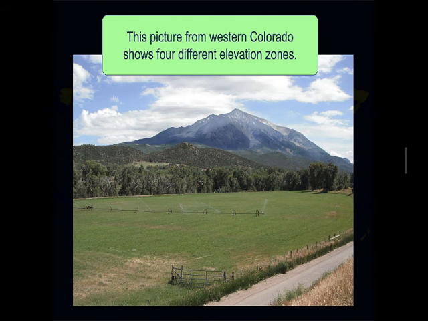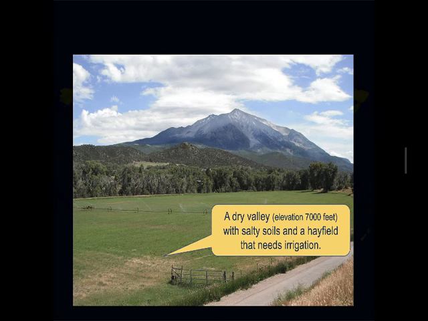This picture from western Colorado shows 4 different elevation zones. Here, we're highlighting a dry valley with an elevation of 7,000 feet, with salty soils and a hayfield that needs irrigation.